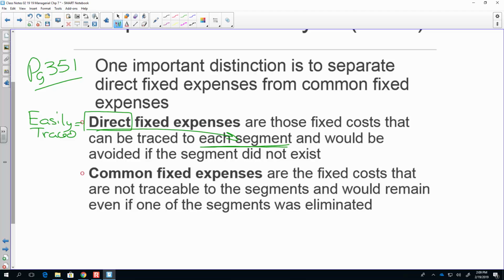Examples of direct fixed is a supervisor for, what product should we sell here? The cupcake line. Segment. Supervisor salary is an example. If we're looking at the segment, cupcakes, our product line cupcakes, and this supervisor only works in that segment or business, that would be a direct fixed cost.